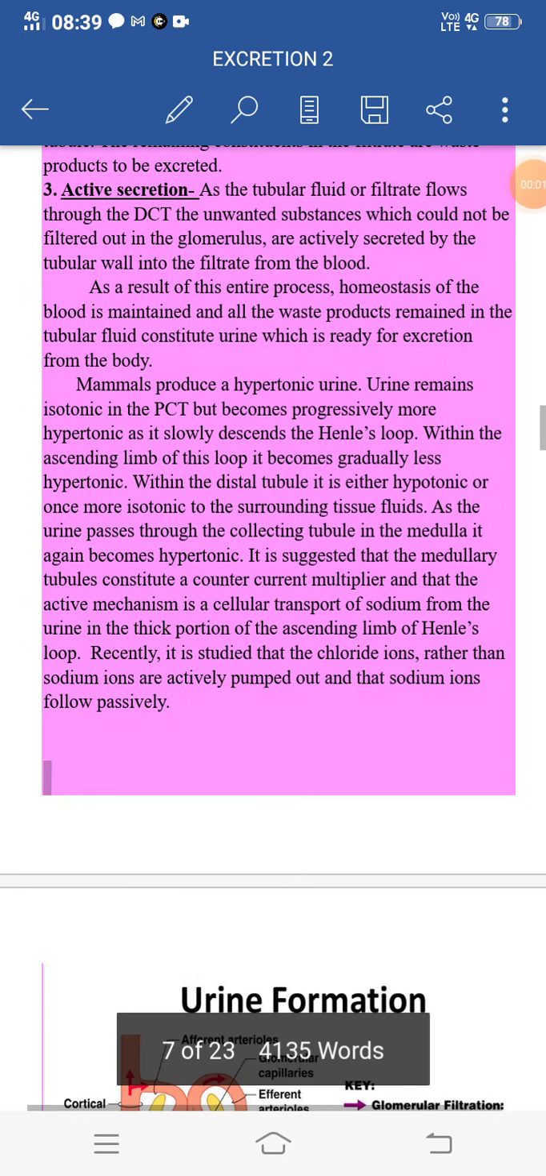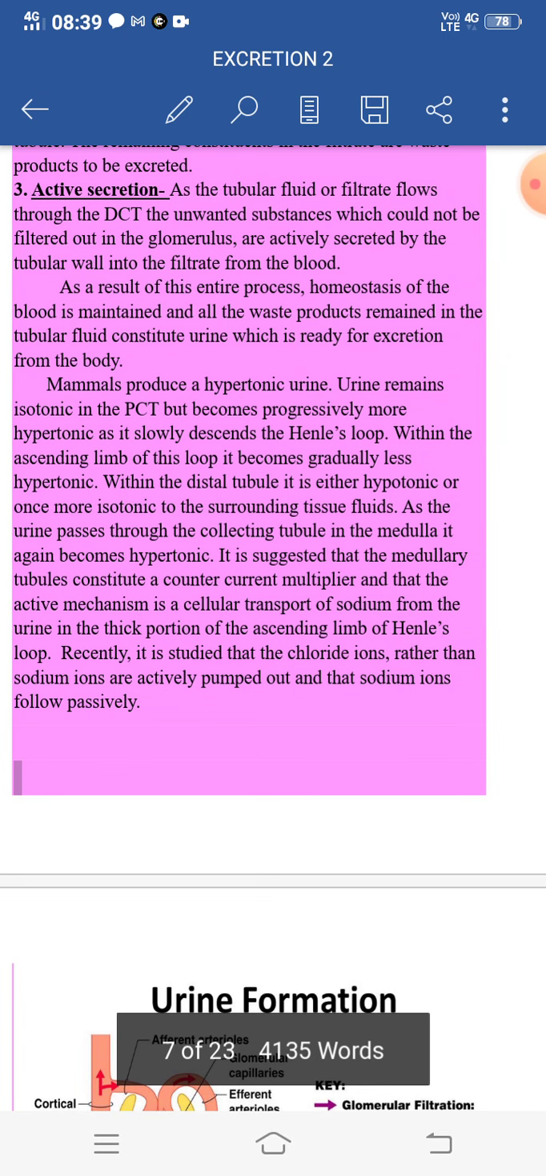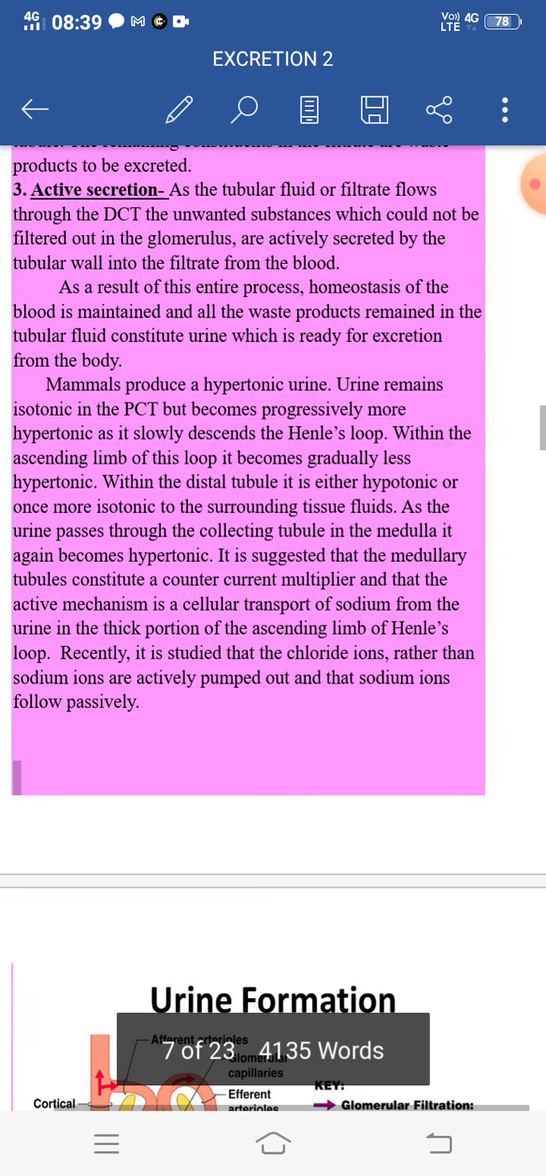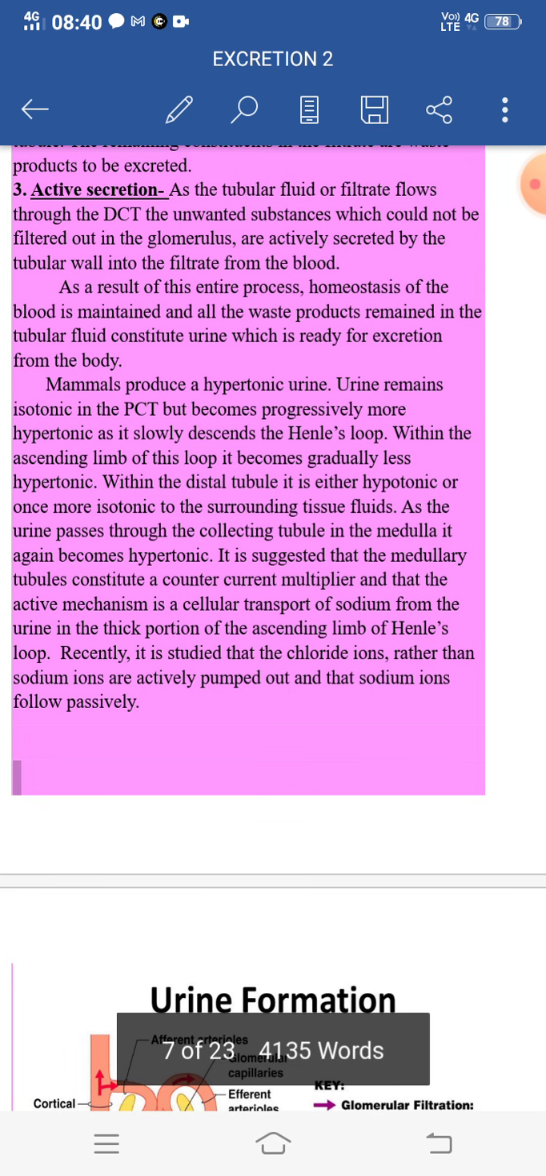Hypotonic is the stage where there is more water content as compared to the ionic content. So that is the hypotonic stage. In the PCT, the urine is in the isotonic form, but as it flows down towards the Henle's loop, it gradually becomes hypertonic. From the Henle's loop, when it flows forward into the distal convoluted tubule, that is the DCT, it slowly becomes hypotonic, and from the DCT, when it is carried to the collecting tubule, it will be in the isotonic stage.